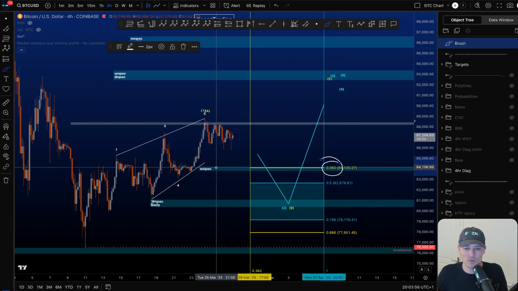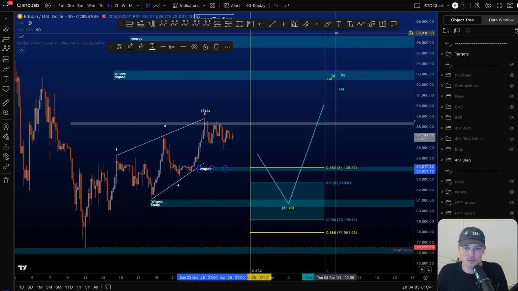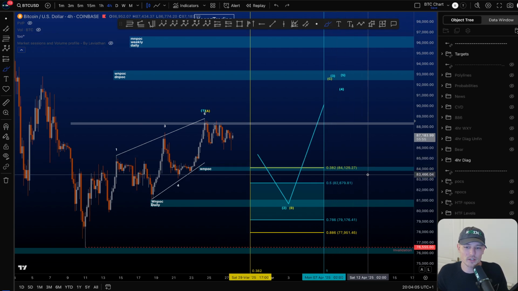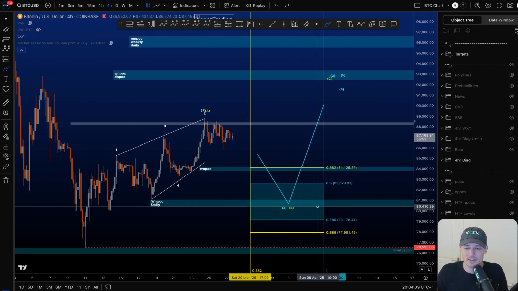At the 3A2, we also have a target box, the blue box over here, between 83.8 and 84.2K. The 0.382 is a common retracement target area for a wave B. It is a little bit less common for a wave 2.